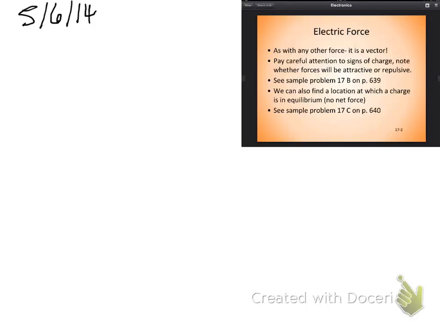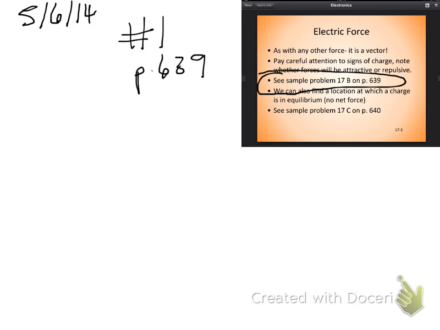Okay, so we're going to work together through the sample problem on page 639, sample problem 17b. This is ugly, this is horrible, this is awful. Your assignment then will be number 1 on page 639 in the practice problems. Just number 1, that's all. Just number 1. That's your whole assignment. And I guess I have to put a due date up there sooner or later. But for now, let's work through the sample problem together.